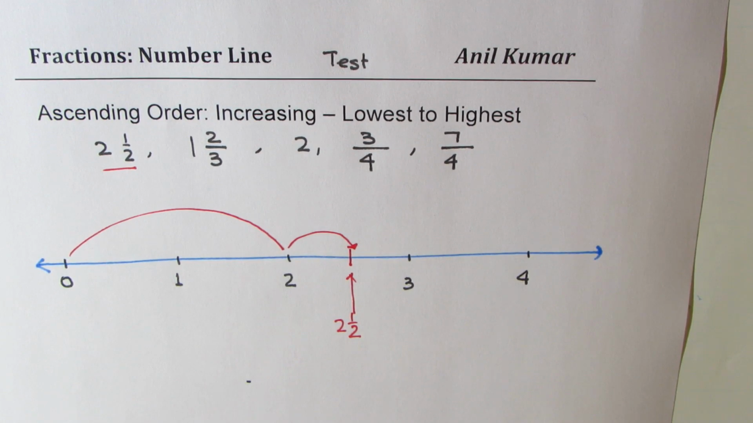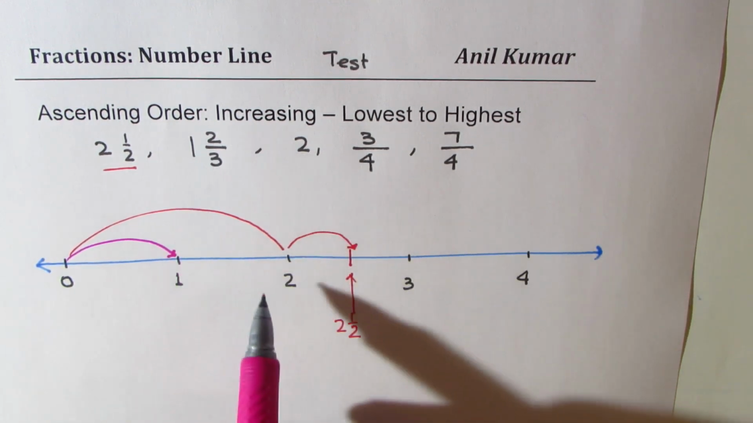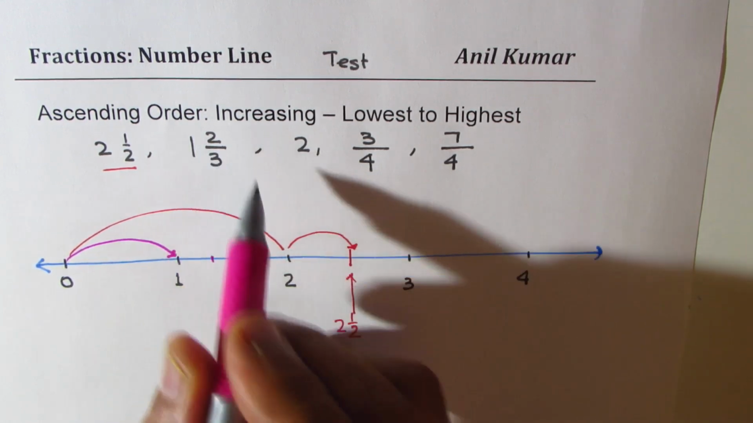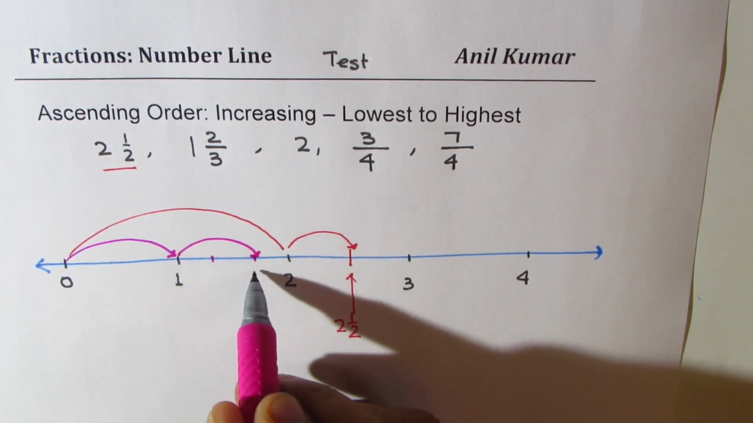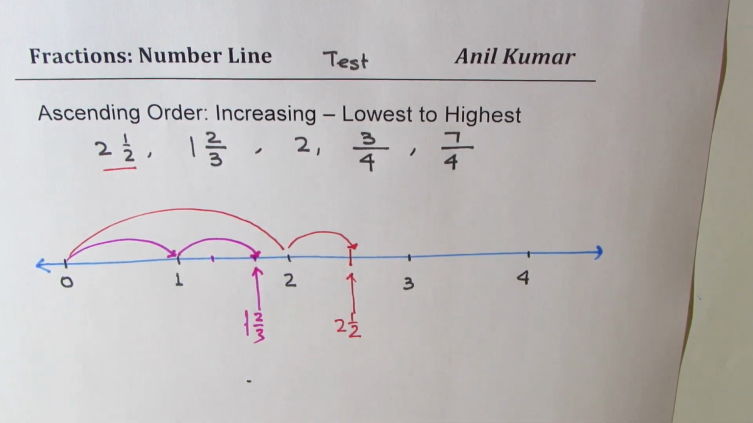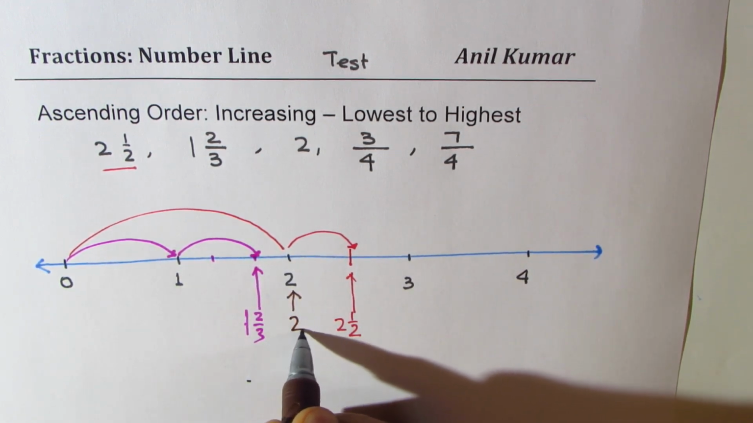Now let's look into the second one, which is 1 2/3. So we go to the first unit. 2/3 means I have to divide this into 3 equal parts. Take the second one. So that becomes 1 2/3. The third number is straightforward. It is the number 2. So that is the number 2, correct? Okay, so that is number 2.